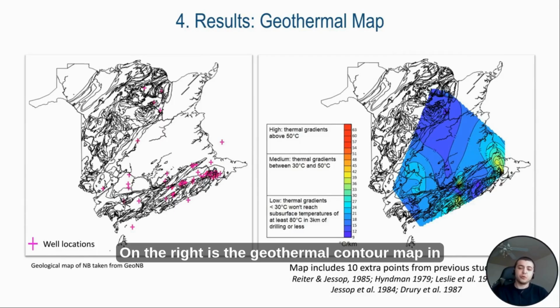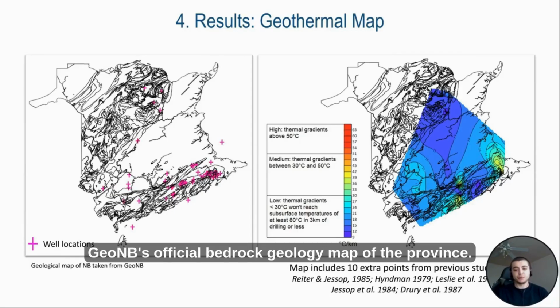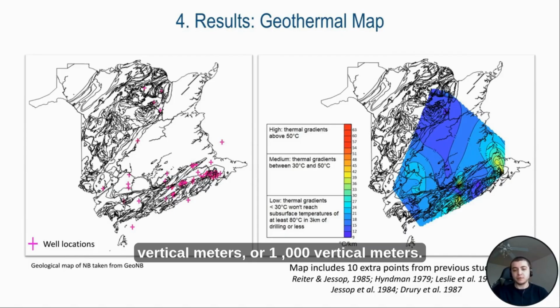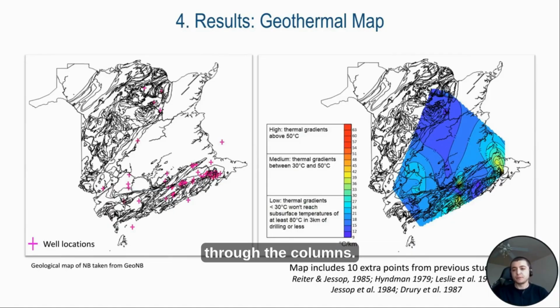On the right is the geothermal contour map in color. It is generated using our 106 points plus 10 others from previous papers, which I've listed below the map. The map itself is laid over GeoNB's official bedrock geology map of the province. We varied some aspects of the contour map to see how it changed. For example, when we excluded wells that were shorter than 500 vertical meters or 1,000 vertical meters. And the purpose of this was to see whether seasonal surface temperatures would be affecting geothermal gradients through the columns.